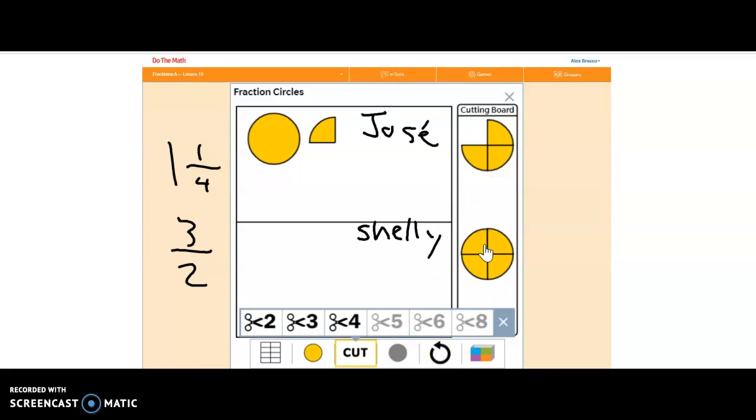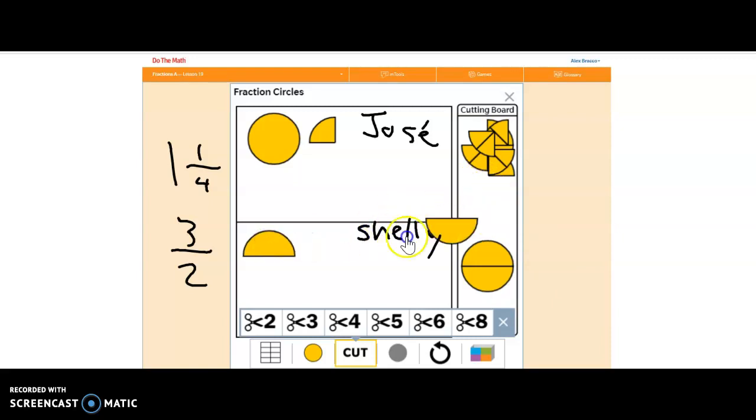Now, Shelly has 3 halves. So what I'm going to do is I'm going to move these out of the way. And I'm going to give you 3 halves. So I'm going to cut these in halves. Okay, so if she has 3 halves, how many of those do I have to pull over? 3. So 1, 2, and 3. Well, friends, who has more? Is it Jose or Shelly? All right, Shelly has more.